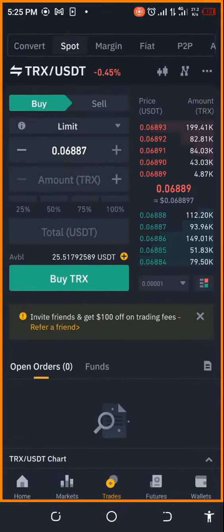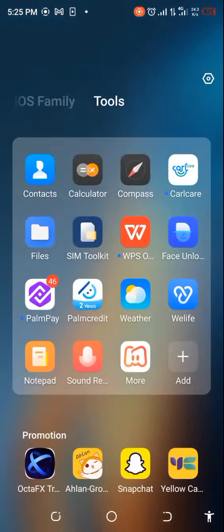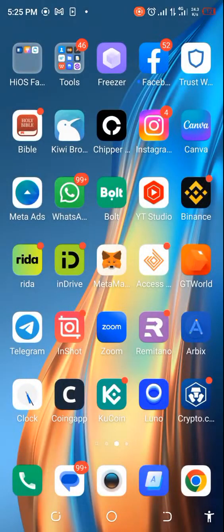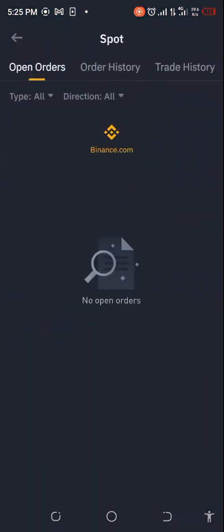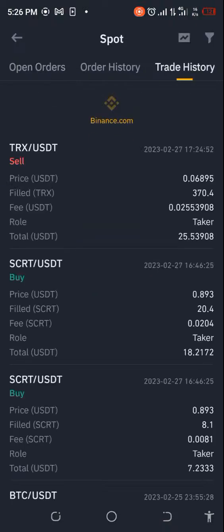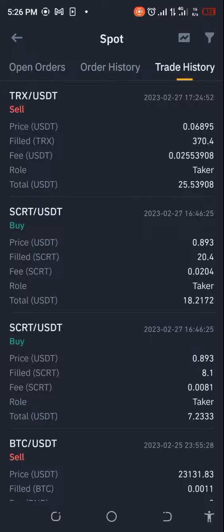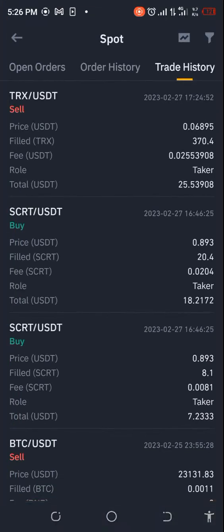But all the same, let's look at the trade history so that we'll be able to get everything fully, okay? The trade history, it's sold in two parts. It bought in two parts. We have 18.2 and we have 7.2. So if you add everything together, that's like 25.44, something in that range.